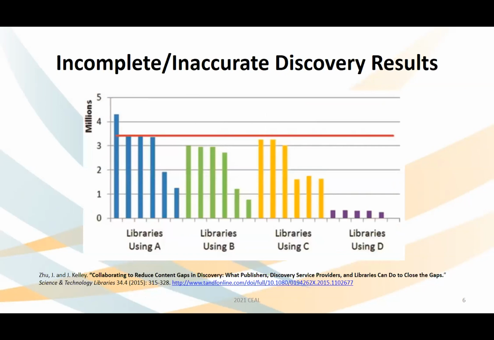So how do these problems in discovery service related tools impact end user experience? In 2015, I published a paper titled Collaborating to Reduce Content Gaps in Discovery. I searched for IEEE content with full text links in 24 libraries all over the world that subscribe to our content but use different discovery tools. We found that over half of the libraries were missing over half of the subscribed content in their discovery tools.